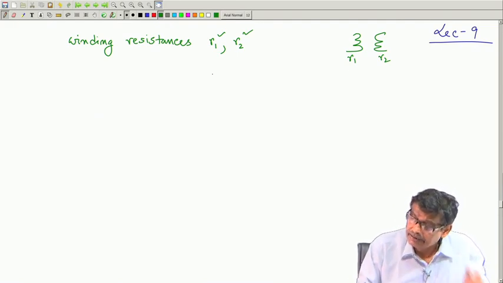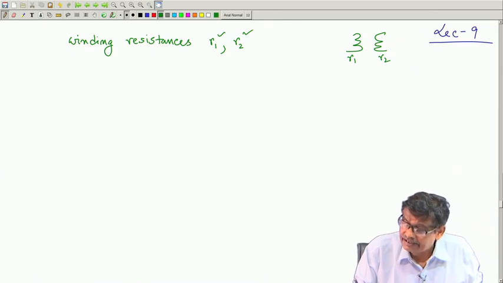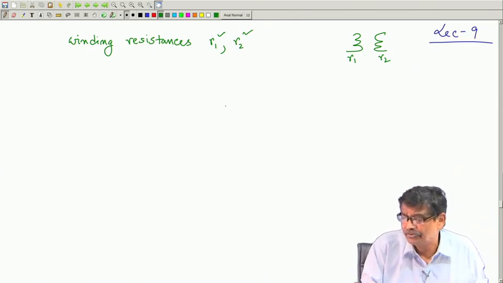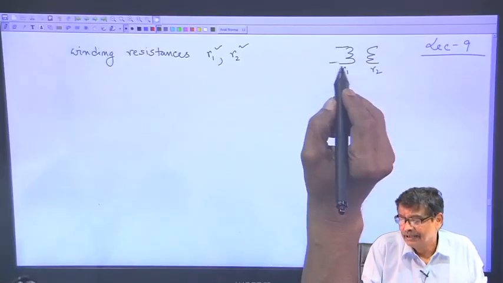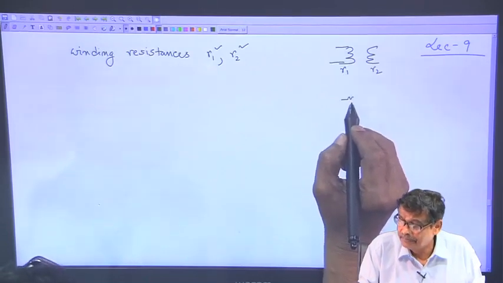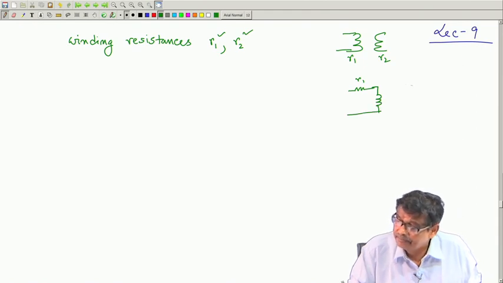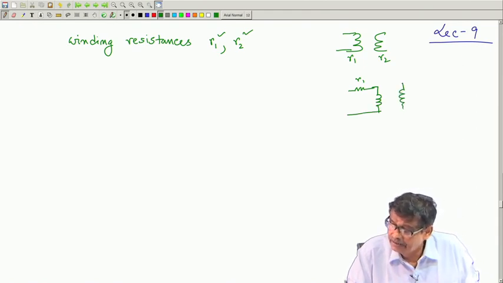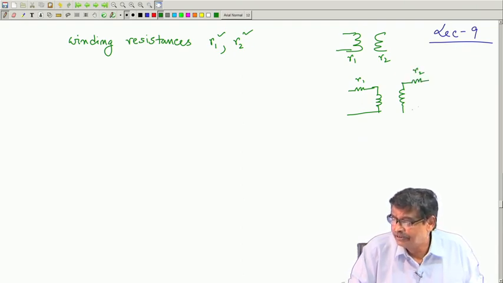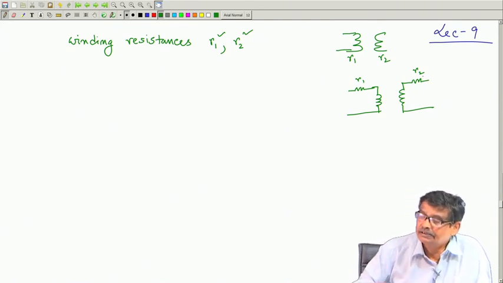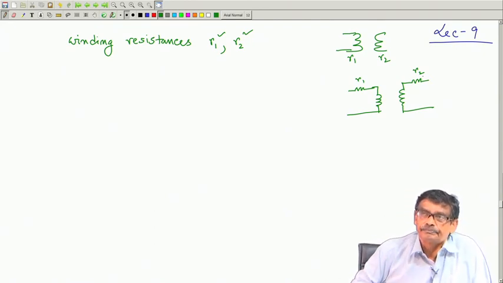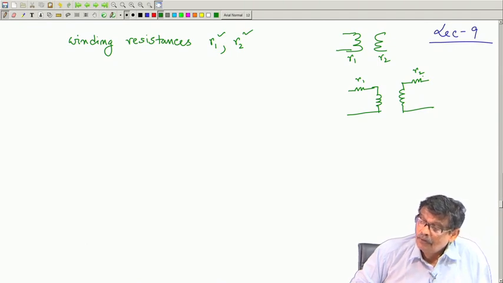And it looks like this resistance which is of course distributed can be considered to be lumped, and I can show it like this. Similarly, for this coil, this resistance I will consider it to be lumped and represent it like this. This is how I can represent.